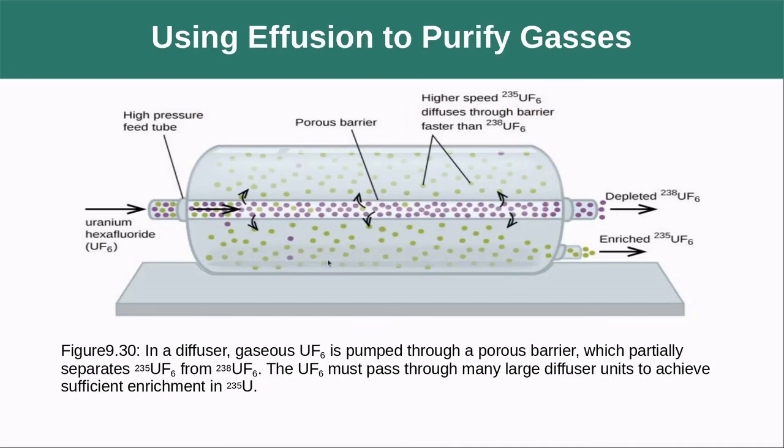And effusion is also the means by which they enrich things like uranium. In this case, we are enriching uranium hexafluoride by basically putting it into this giant centrifuge and then allowing it to spin really fast, and it goes through a selective barrier, and we wind up getting enriched uranium effusing through at a faster rate and purifying the gas.